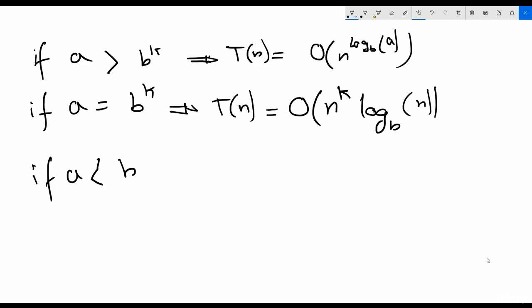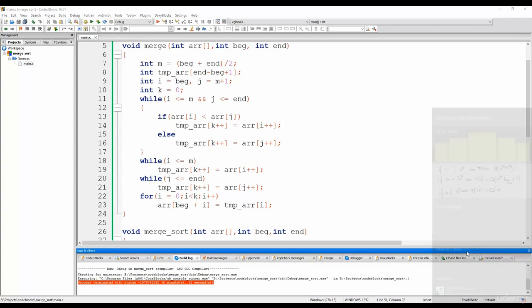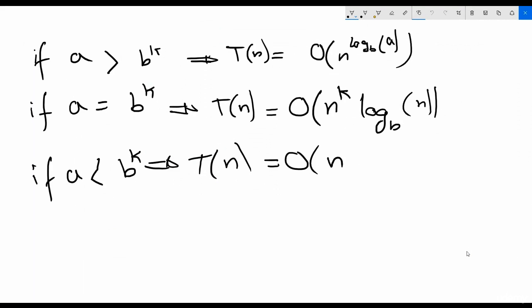If a is less than b to the k, then the complexity of the algorithm T would equal order n to the power of k. So these are the three possibilities that you have to remember. You have to always remember. I suggest that you write these in your notes, because you're going to always use them whenever you have a divide and conquer recurrence relationship of a recursive function.